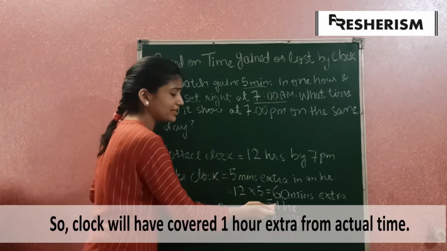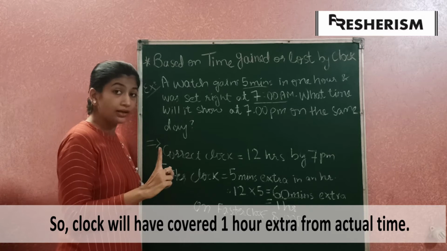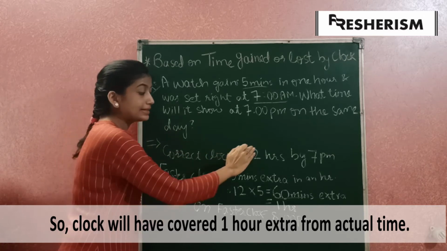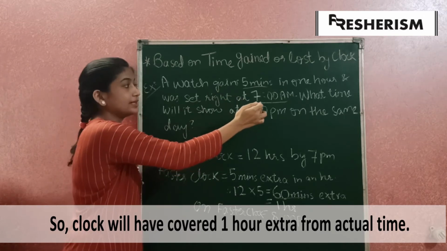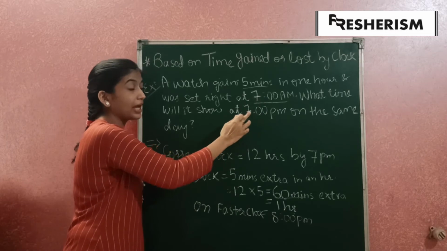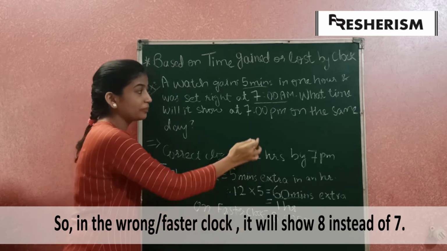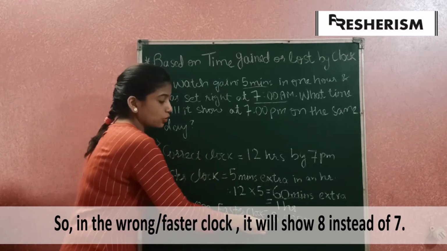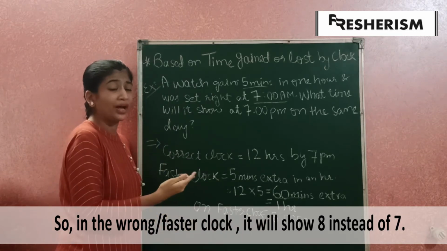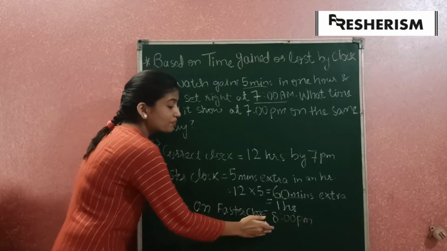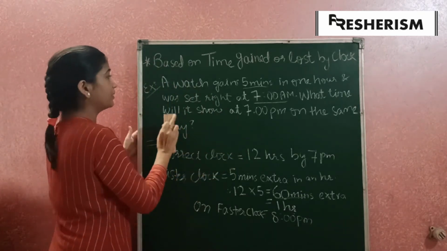So 60 minutes is equal to 1 hour. That means 1 hour is extra. For 1 hour, it is 5 minutes, so it is 60 minutes extra. That is 1 hour extra while completing the circle, from 7 a.m. till 7 p.m. It shows actually 1 hour extra. So 1 hour extra means instead of 7 p.m. it will show 8 p.m. Where? In the faster clock. That is in the wrong clock, which is 5 minutes faster per hour. It will show 8 p.m. instead of 7 p.m. Let's take another example.